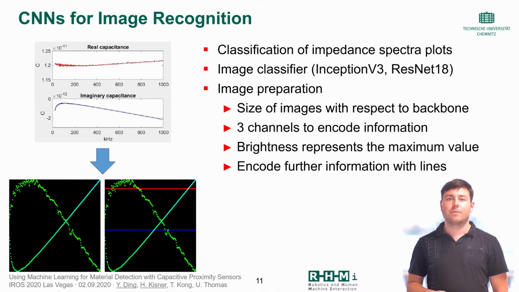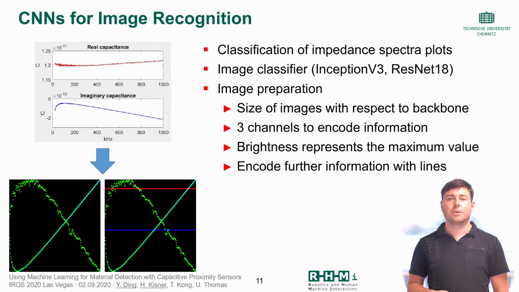In our early work, we found that humans can classify some impedance spectra based on their plots. Thus, we use the plots as input images for state-of-the-art image classifiers like the Inception v3 and ResNet 18. In the following, I will describe how we prepare the image datasets.